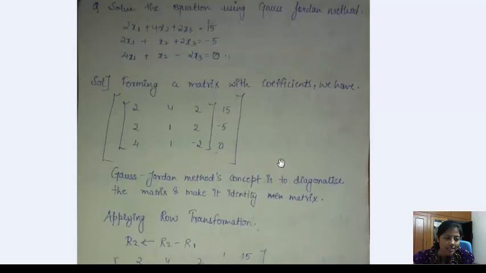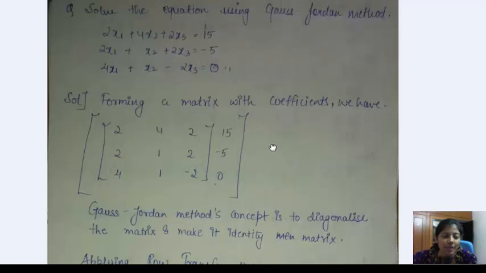Now the next question. In this we need to solve the equations using the Gauss-Jordan method. Three equations are given: 2x1 plus 4x2 plus 2x3 is equal to 15, 2x1 plus x2 plus 2x3 is equal to minus 5, 4x1 plus 2x2 minus 2x3 is equal to 0. We will form a matrix with these coefficients: 2, 4, 2, 2, 1, 2, 4, 1, minus 2, and the right-hand values 15, minus 5 and 0. So here we have a 3 cross 4 matrix.